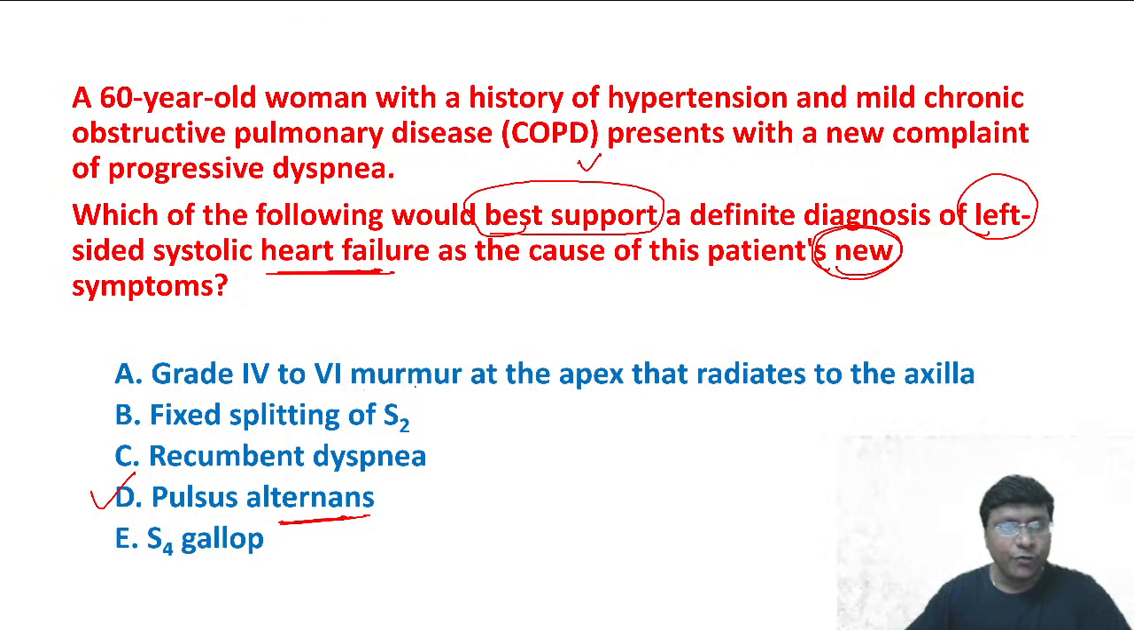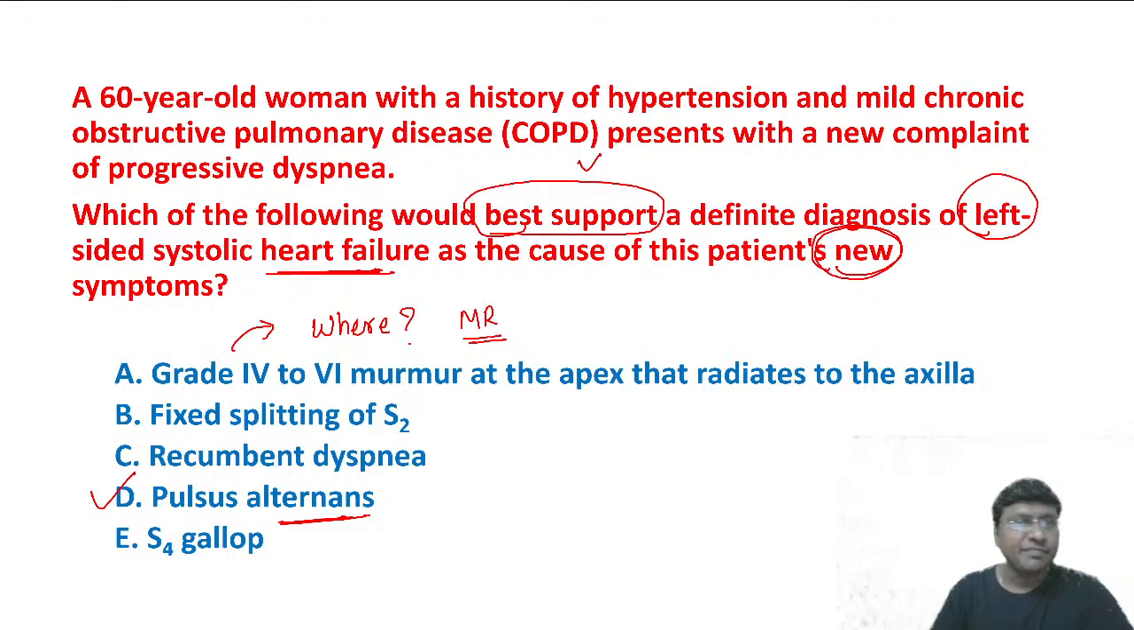Now, grade 4 to 6 murmur at the apex that radiates to the axilla. Can you tell me where you get this? In which clinical condition will you have this grade 4 to 6 murmur at the apex that radiates to the axilla? Yes, that is in MR, mitral regurgitation. That is in case of mitral regurgitation, not in AR. In mitral regurgitation.